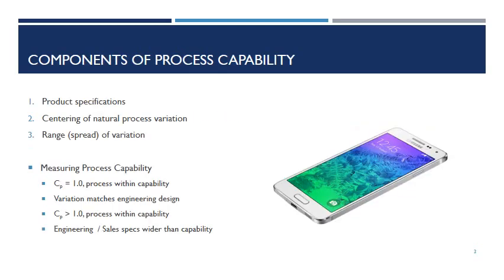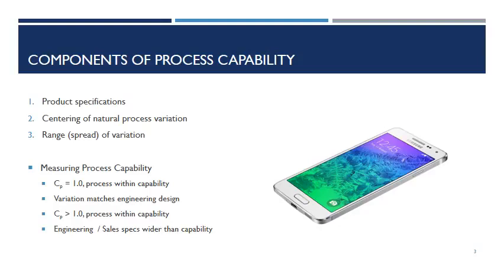Components of process capability. There are 3 primary components to process capability. 1, product specifications. 2, centering of natural process variation, and 3, the range or spread of the variation. Note that processes must have eliminated all special cause variation in order to measure process capability. If there is still an assignable cause of variation in the system, it must be fixed prior to measuring the process capability. It would not be accurate to measure process capability of an olefins unit, for example, if the furnace was not operating properly due to a contamination issue from unusual feedstock.